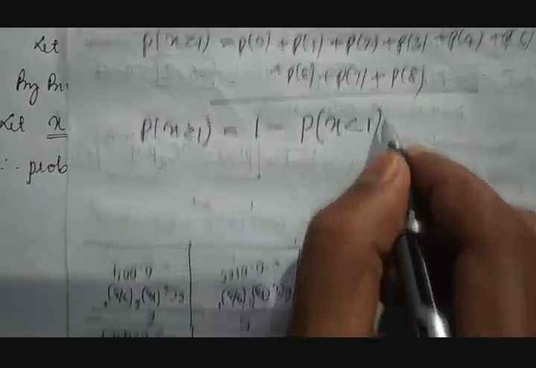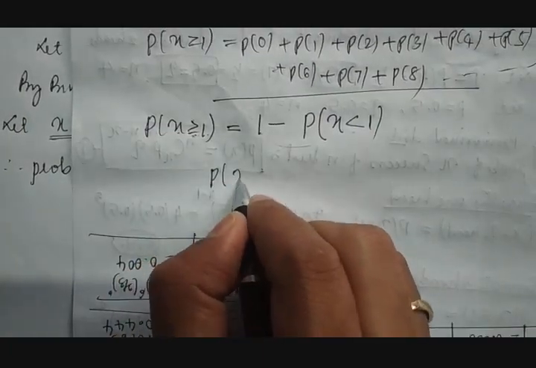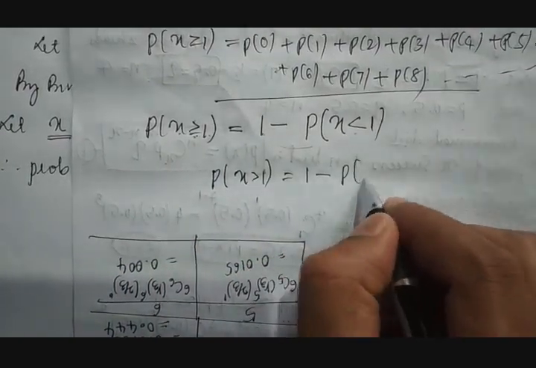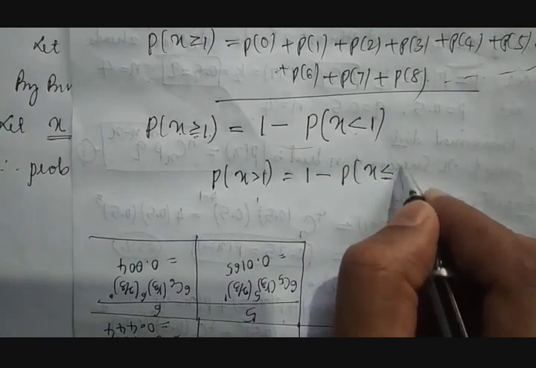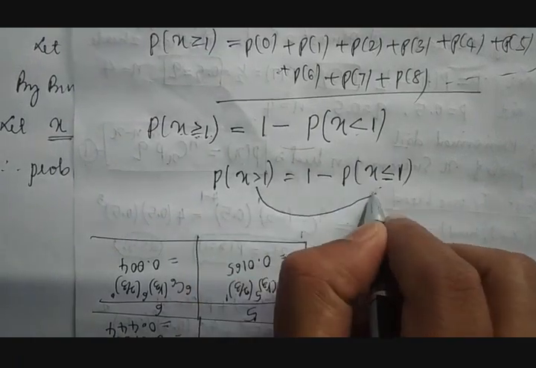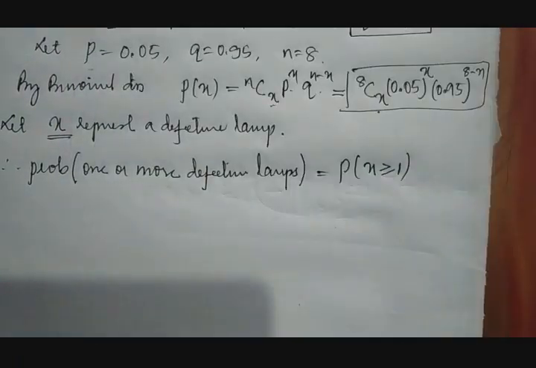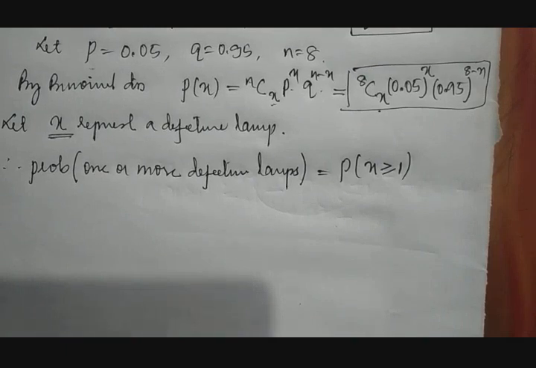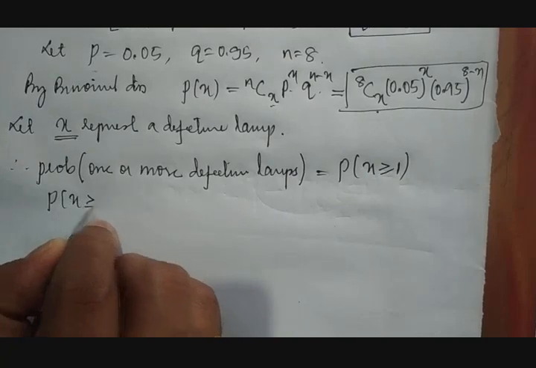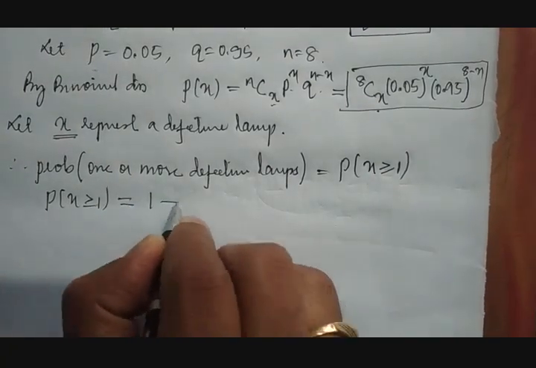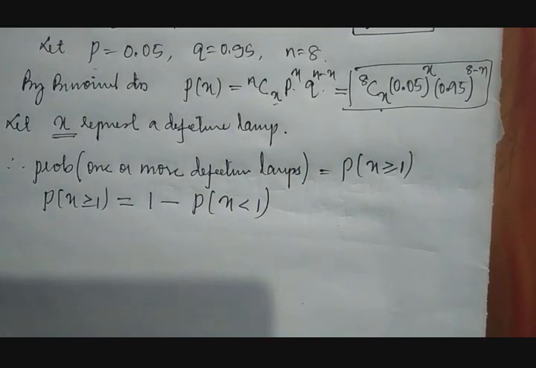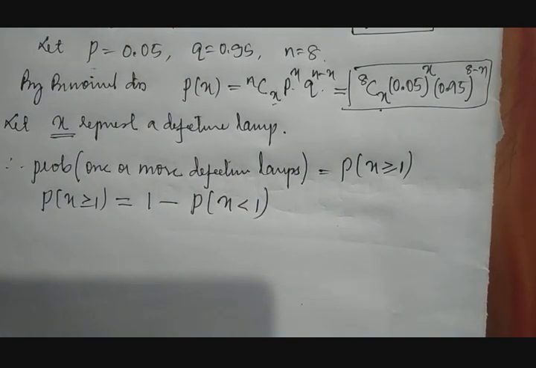If it were something like probability of x greater than 1 only, then I would have taken 1 minus probability of x less than or equal to 1. Because if equal to is in one part, in its reverse part the equal to sign should not come. So probability of x greater than or equal to 1 can be written as 1 minus probability of x less than 1. Okay, let us take it for calculation.